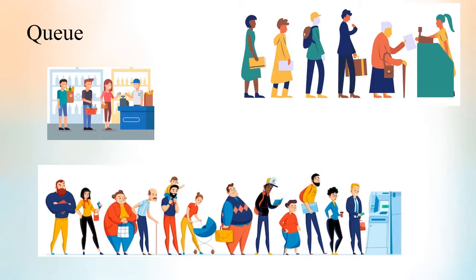These are some real-world examples of queues. We can see queues at banks, shopping centers, ATMs, etc. In all those queues, the principle followed is first in first out order. The same principle is used in our queue data structure.